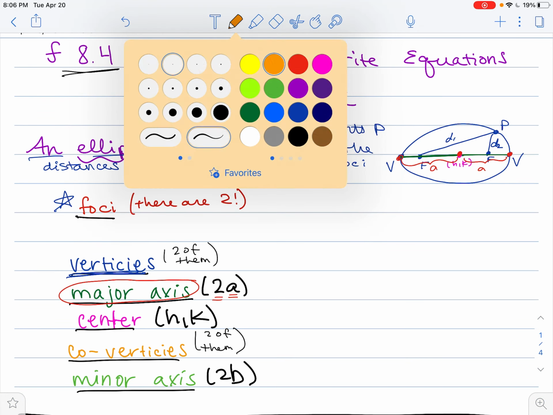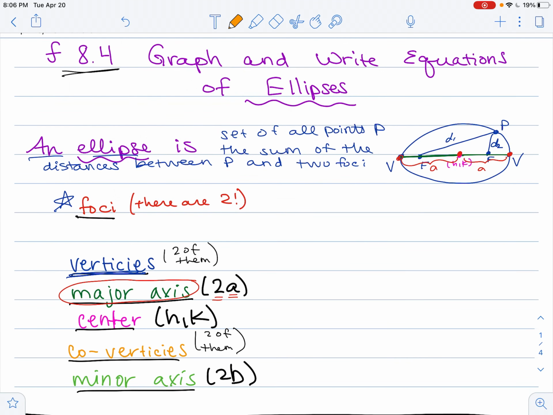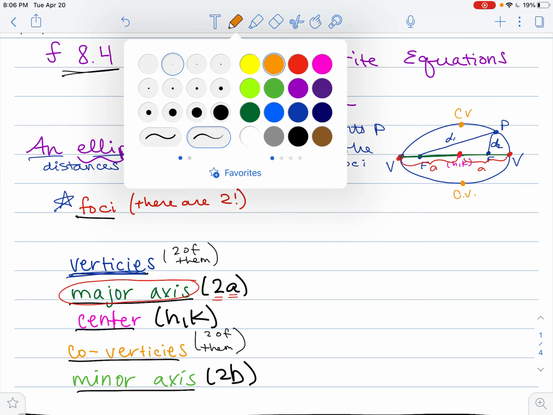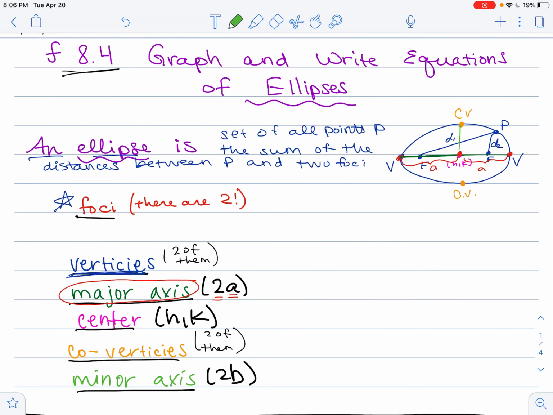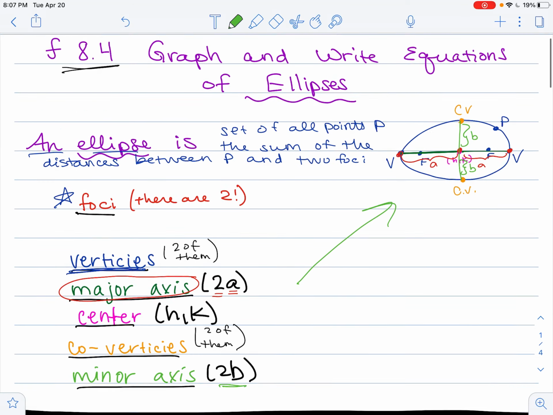Then we have two co-vertices, and they run the other way. They run opposite the major axis. So here's the center, so it's going to go right on top and right on bottom, and that's the co-vertices. Okay, and then the minor axis runs between the two of them and the center. And this distance from here to here, we call that B. So that's where we get the 2B from. So hopefully you've got that written down and committed to your brain. You need to know all of those parts, okay?